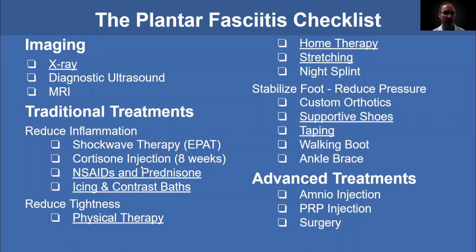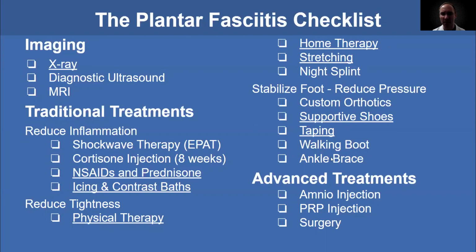Anti-inflammatories, icing, contrast baths, physical therapy, all the same things. You can see it's very repetitive, what we do over and over. Foam rolling, I think, is key to the back of the calf. I do that for the home therapy, foam rolling, or using one of the other devices. A night splint can be used sometimes. And then to stabilize the foot, a custom orthotic or supportive shoes with taping, a walking boot, ankle brace.